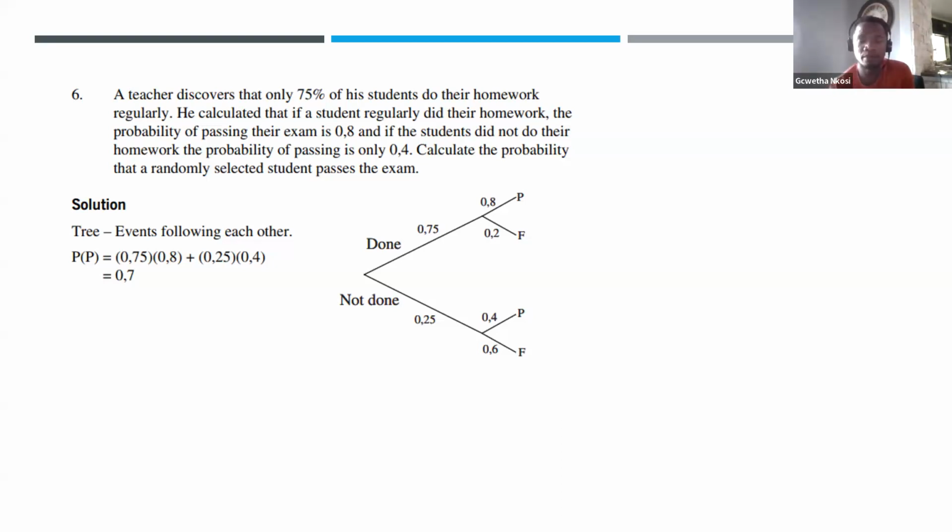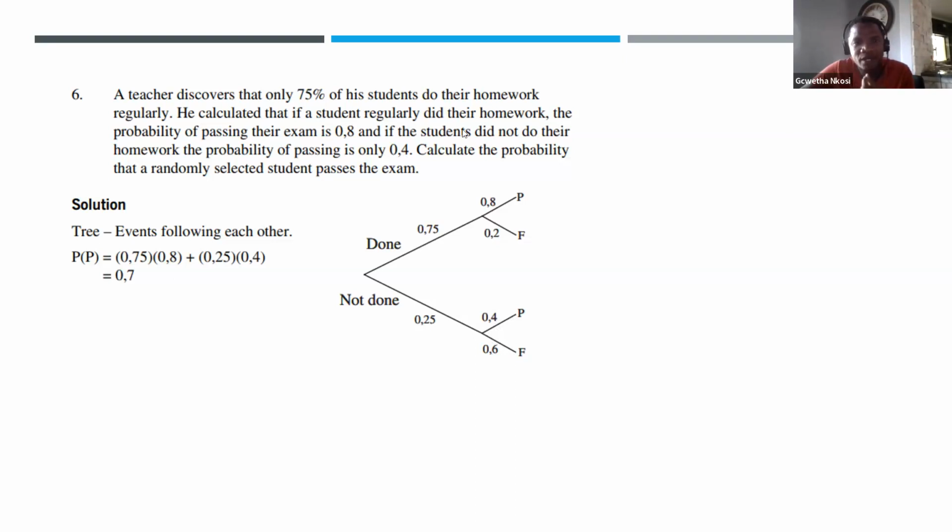Now we come to the passing part. If you are doing your homework, you have 0.8 chances of passing. So the chances of failure should be 1 minus 0.8, which is 0.2. Here, the chances of passing, they've already told you, it's 0.4. So it's 1 minus 0.4, which is 0.6.